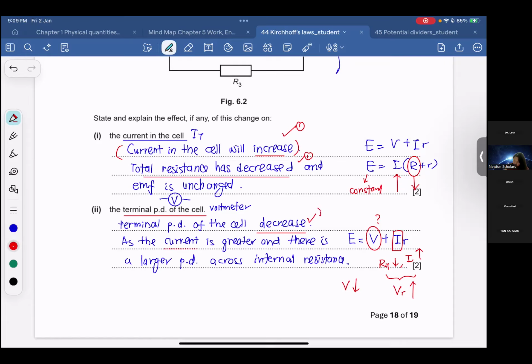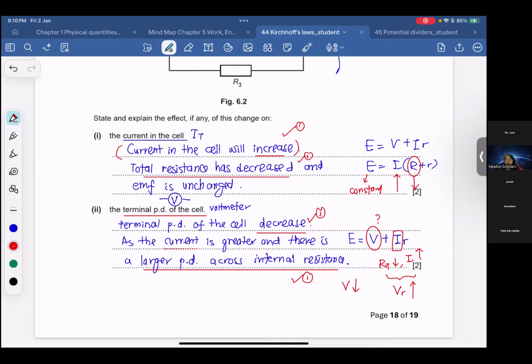This answer decreases. Why? Larger potential difference across the internal resistance. Saying the current is larger is not an extra point for you. The most important explanation is that the potential difference across the internal resistance becomes higher because the current is higher. So these are the 2 points.